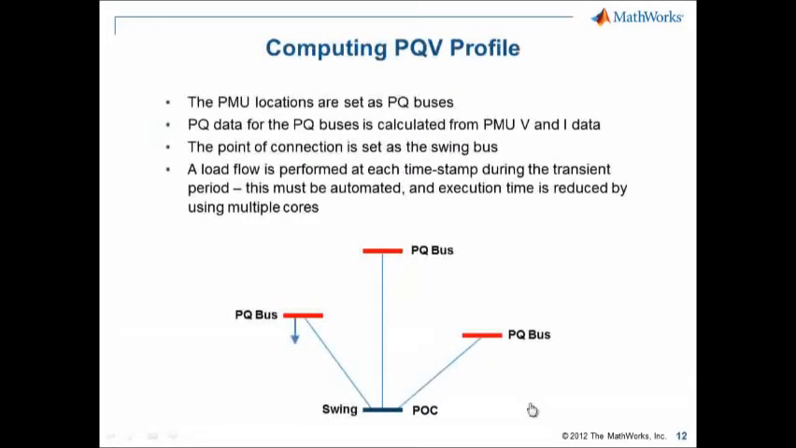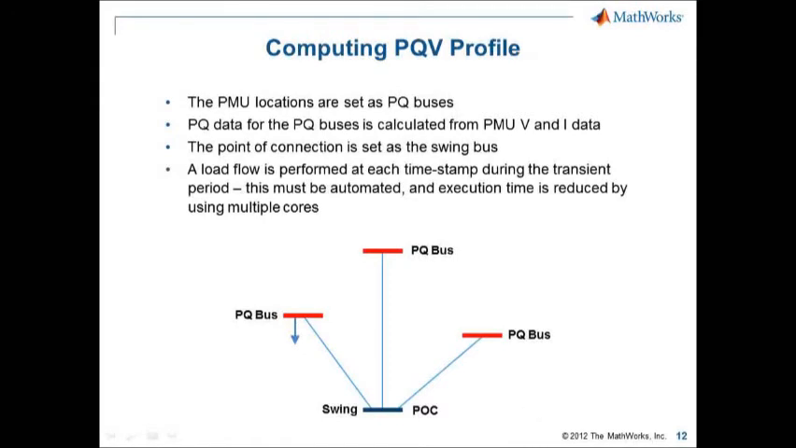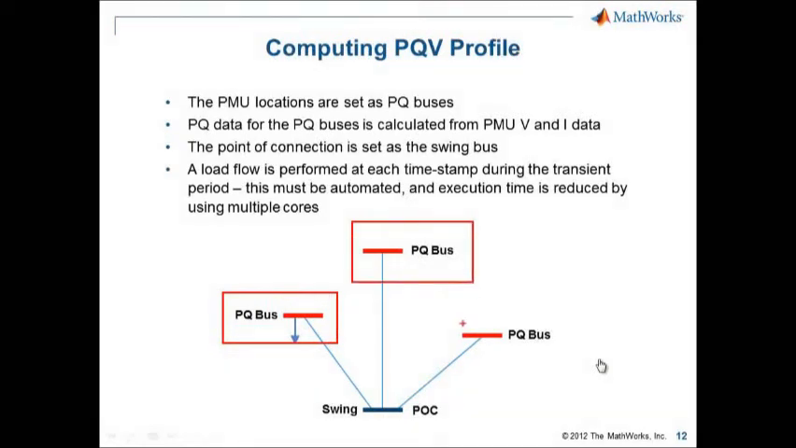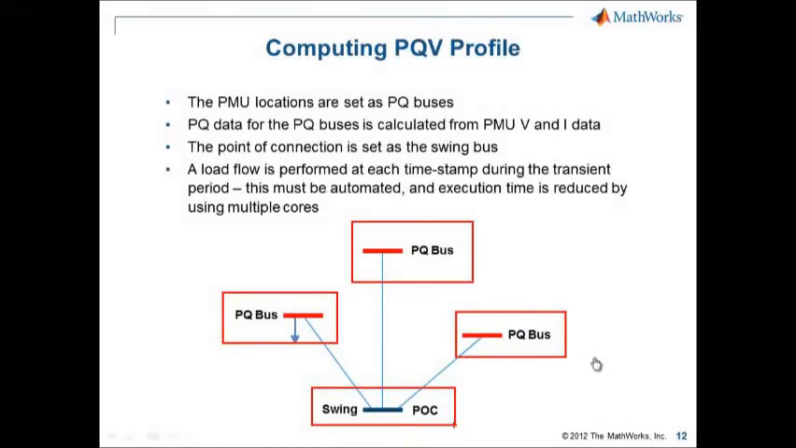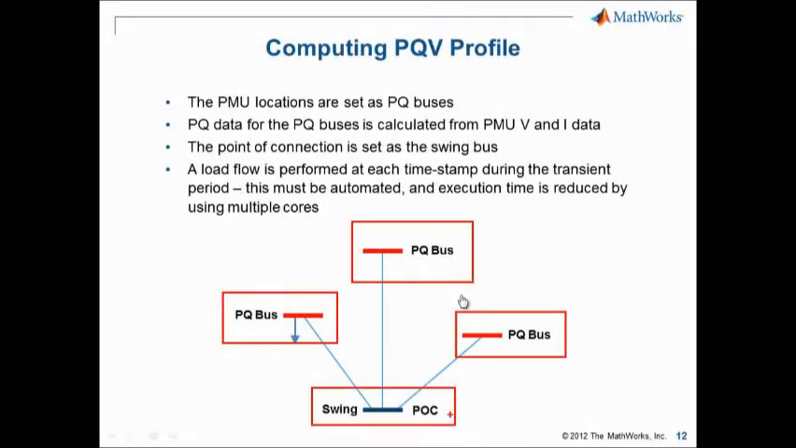Load flow is basically an optimization problem where quantities at certain buses are known and others need to be identified. At the locations where PMUs are present, given that we know the voltage and current profile, we can calculate the active and reactive power at those locations. That's why they are labeled as PQ buses in the load flow optimization problem. And the point of connection, where we want to identify the PQV profile, will be labeled as the swing bus. Based on how this load flow is solved, we will know the PQV profile at this point of connection, and then we can use that as an enforced dynamic response in our simulation model and repeat the process that we just saw in the last few minutes.